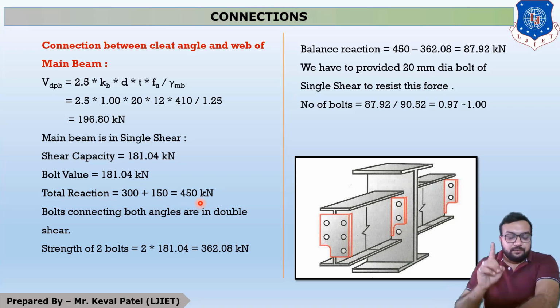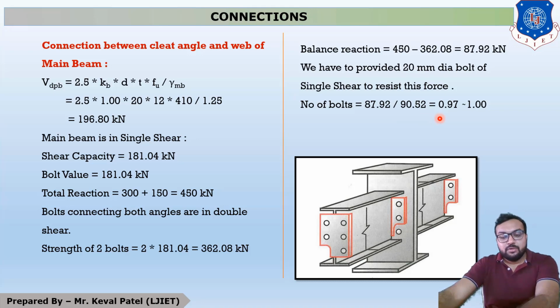Now, if we provide 1 bolt, it takes 181.04 kilonewton. Then for 2 bolts, it is 362.08 kilonewton. Now, 450 is the total load coming from both the secondary beams and 362.08 is provided if we provide 2 bolts. Then how much load is remaining? It is 87.92 kilonewton. Now if we provide a 20 diameter bolt in single shear, it takes 90.52 kilonewton.